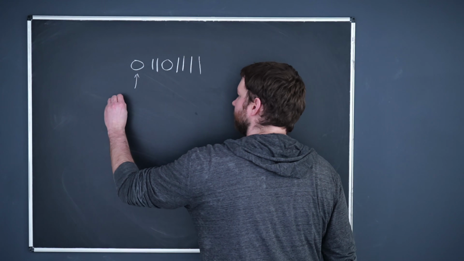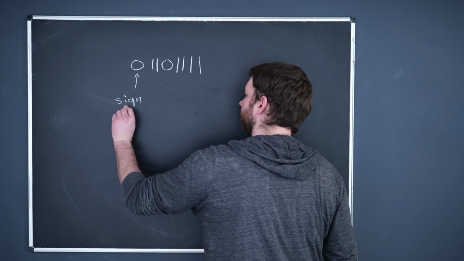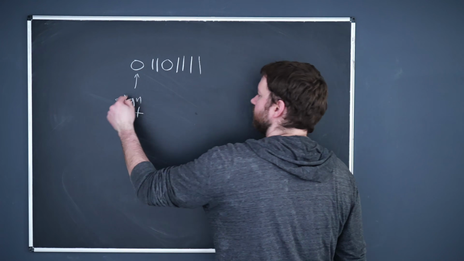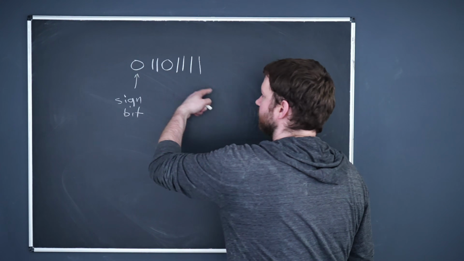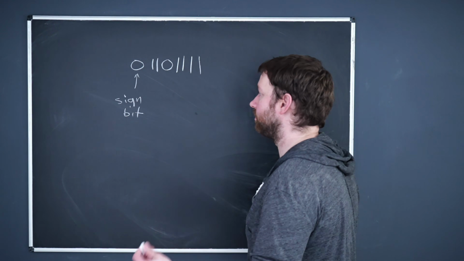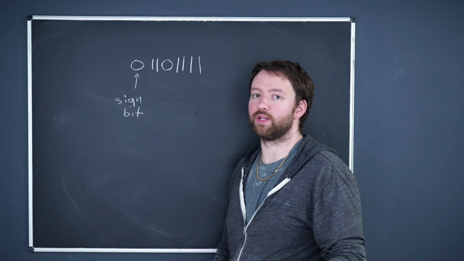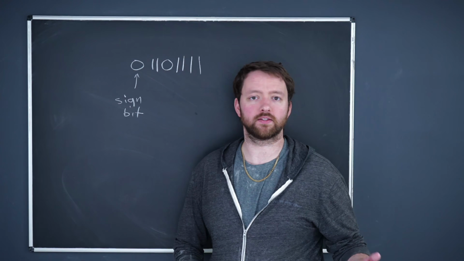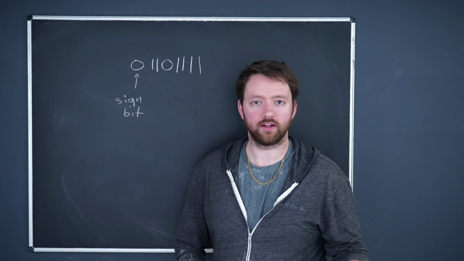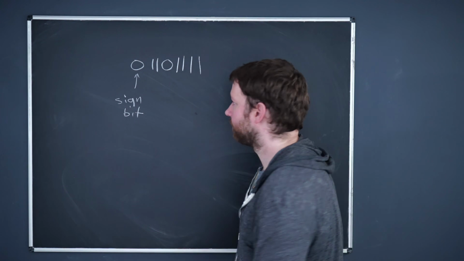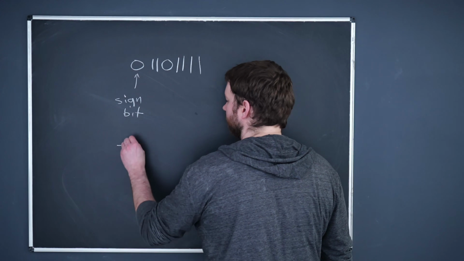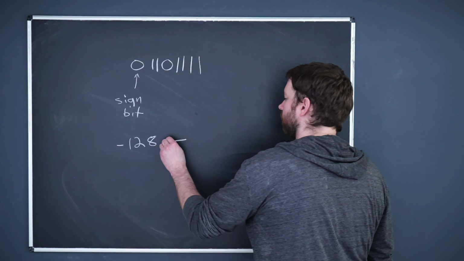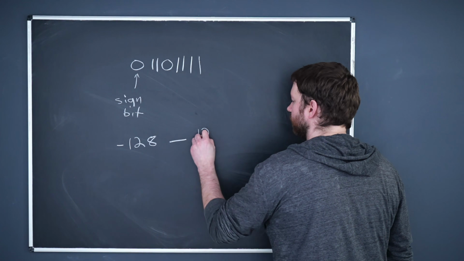A common example of this is a sign bit, where this is to decide if this is a positive or negative number, 0 being positive, 1 being negative. So in that situation, we're still going to have the same number of states, but half of them are going to be in the negative, half of them are going to be in the positive. So this would give us negative 128 all the way up to 127.